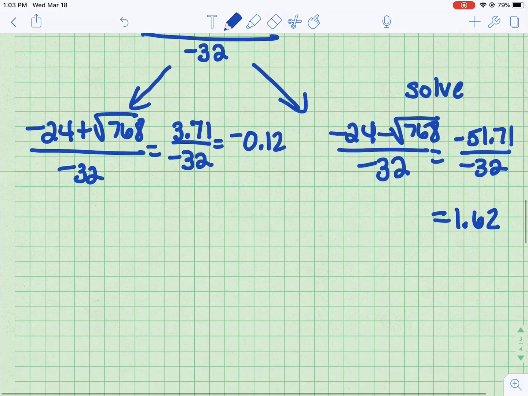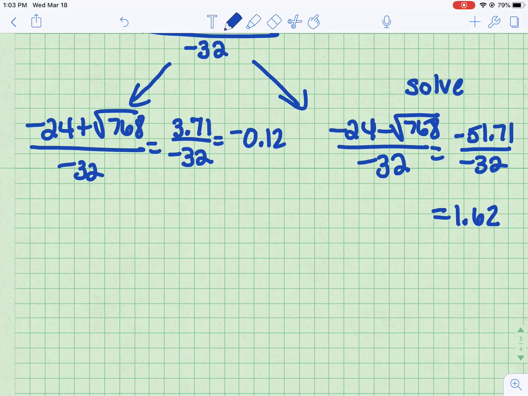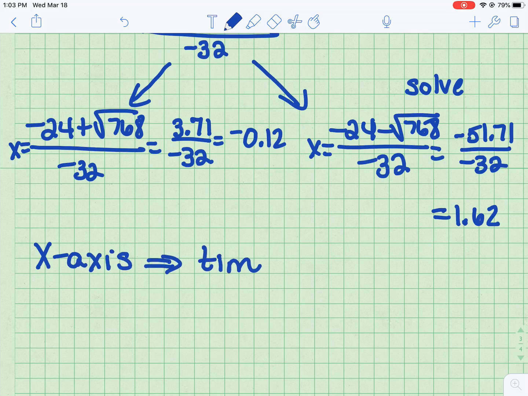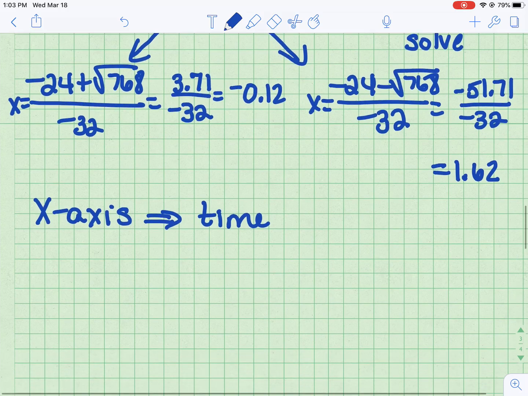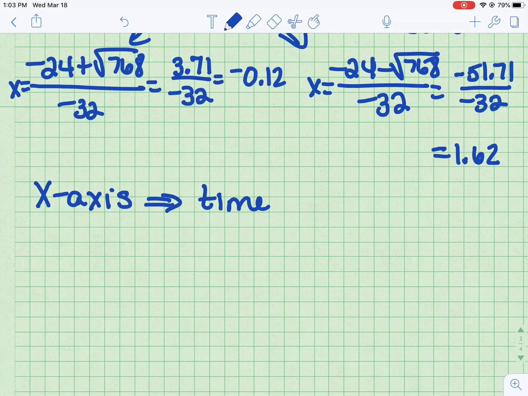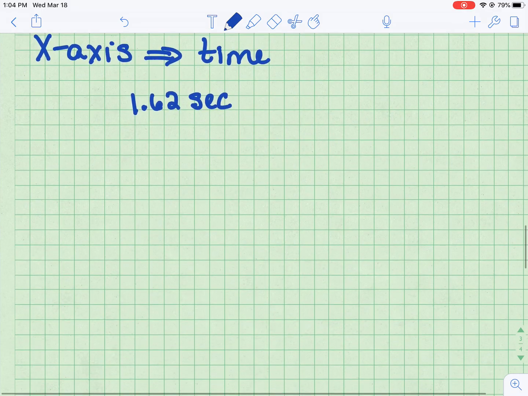We have to go back and think about, what did we just solve for? Well, in math world, we solved for x. But back in this problem, our x-axis is actually time. And so negative 0.12 doesn't make sense because it's negative time and we're not going back in time. So the only answer that actually makes sense in this problem is 1.62 seconds. So that's when the volleyball hits the ground. So let's start graphing that now.